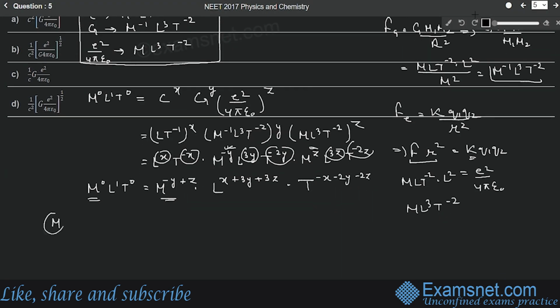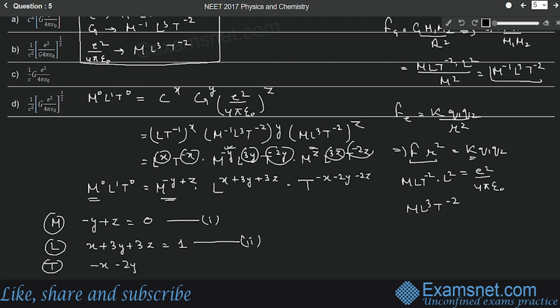So for M, the power on the right hand side is what? Minus y plus z, and on the left hand side it is 0. So let's say this is equation number 1. Now for L on the right hand side we have the power x plus 3y plus 3z, and on the left hand side we have 1. So this is equation number 2. Similarly for T, the power on the right hand side is minus x minus 2y minus 2z, and on the left hand side it is 0. So let's say this is equation number 3. Now using these three equations, we'll find the values of x, y and z.